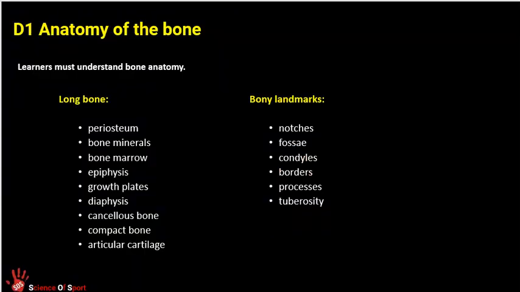So you may need to be able to describe or explain the structure of this long bone. And these on the left-hand side are the anatomical features that you might need to account for. So exam questions might say, describe the function of the periosteum, or describe the role of the periosteum, or bone marrow, or what is cancellous bone. The second video will look at these bony landmarks, and we'll get to that later.